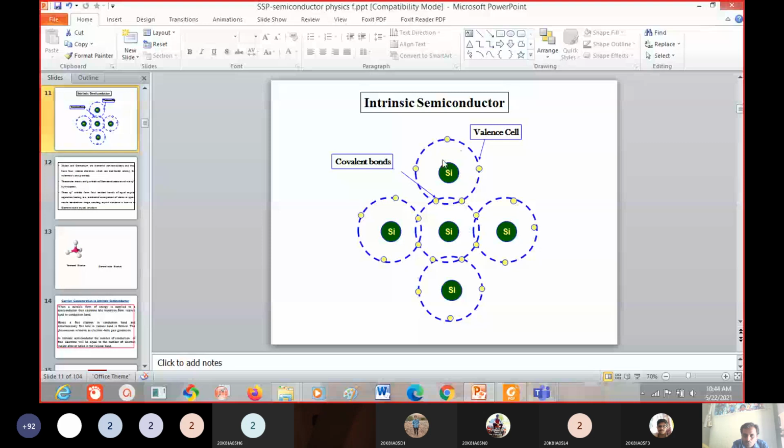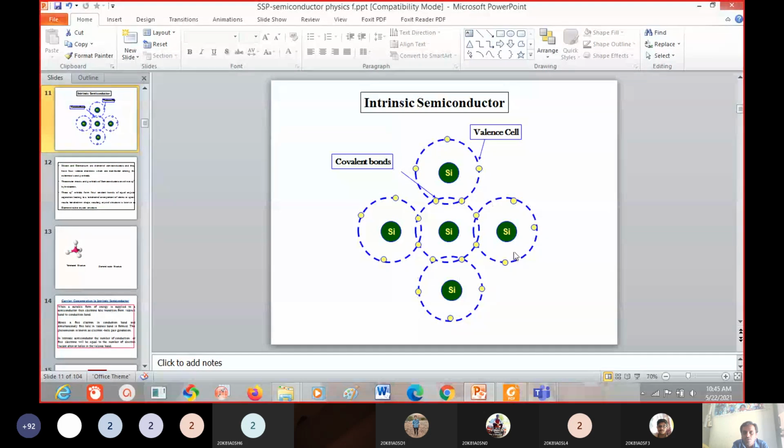Suppose we take these two silicon atoms. One silicon atom supplies one electron, and the other silicon atom supplies another electron. These two electrons are shared by both silicon atoms. This bonding we call covalent bonding. Covalent bonding occurs between all surrounding silicon atoms. One silicon atom forms covalent bonds with four surrounding silicon atoms. This process occurs throughout the crystal.